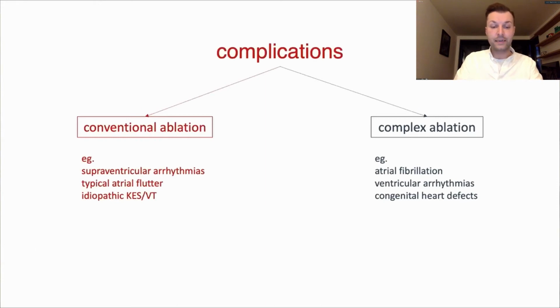The types of complications and their rates differ across different types of procedures. That's why first we are going to talk about conventional ablations and then complex ablations, in which the incidence of complications depends on more factors and patients' comorbidities.